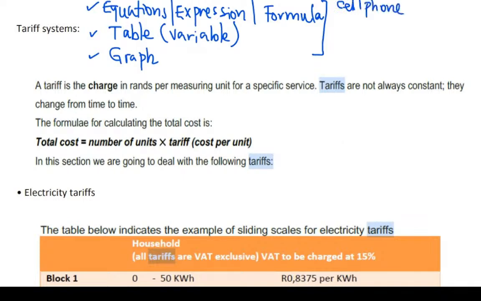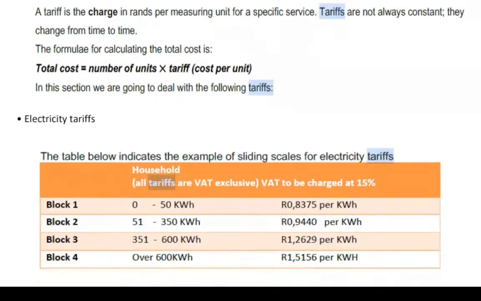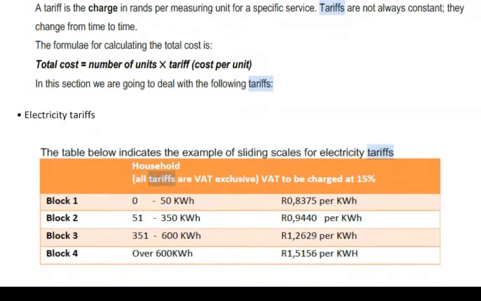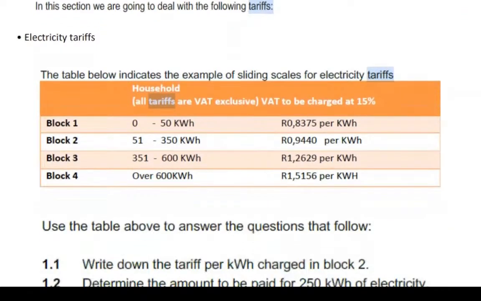tariffs. Having seen that a tariff is a charge per unit, let's start with electricity. With electricity, we shall not expect you to draw a graph, nor will you have an equation, but you have to learn how to interpret it. All right, let's look at this.